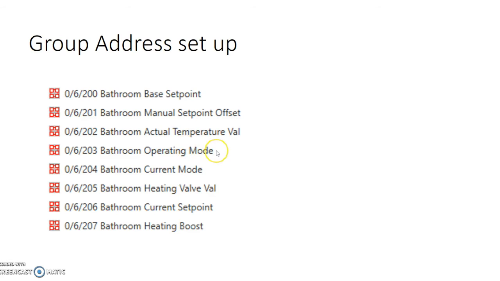So when the mode changes, say it changes from comfort mode, where the current set point temperature would be 21, to say nighttime, this would go to nighttime, and then this would drop to 16. And then we've just got a heating boost channel, which allows you to briefly change the operating mode to comfort as and when you need it.